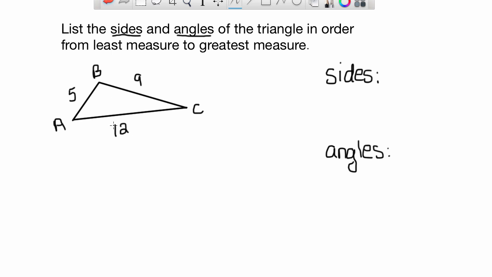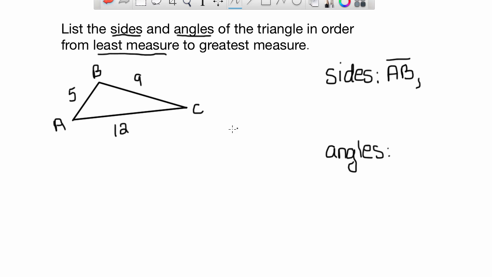We can clearly see because we know that this has a measure of 5, this side has a measure of 9, and this side has a measure of 12. So this is really easy to list the sides. So it said in order from least measure to greatest measure. So 5 is obviously the least measure. So that's side AB. AB. Don't forget to put your hat on it.